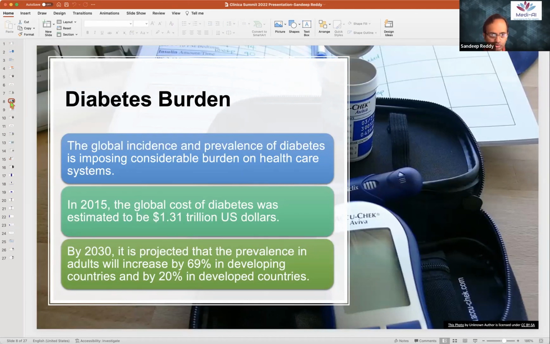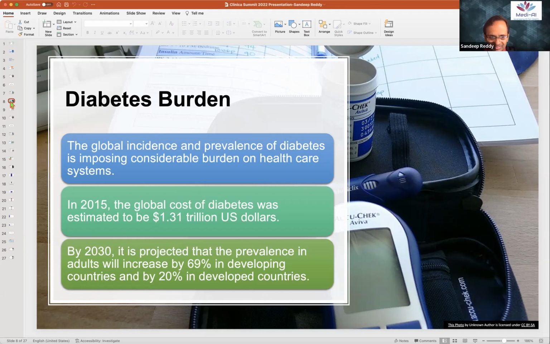Now, similar to chronic conditions, diabetes can also be a huge burden. We have already seen that there are both acute complications and long-term complications. By that itself, we can infer that there are going to be costs on healthcare services. But when we look at the figures, it's staggering. Again, in 2015, the global cost of diabetes was estimated to be 1.31 trillion US dollars. That's a huge amount.